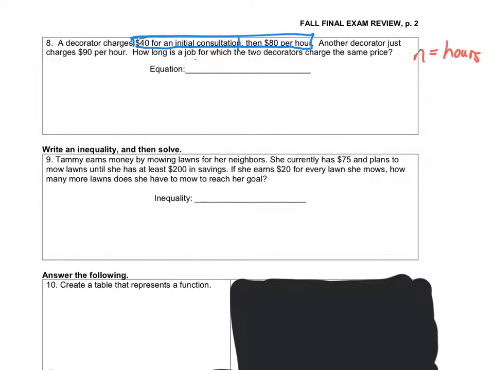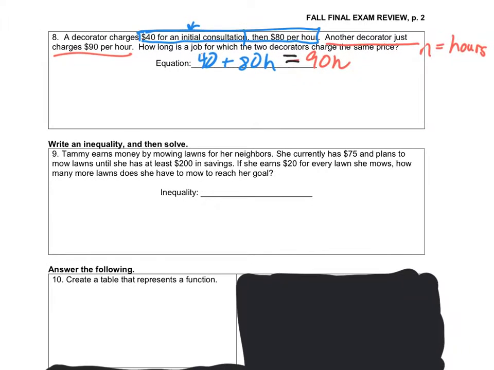The first decorator has an initial fee of $40 and then charges $80 per hour. The second one just charges $90 per hour. Now, I've tried to color code those so you can see where those numbers are coming from. It says, how long is a job for which the two decorators charge the same price?